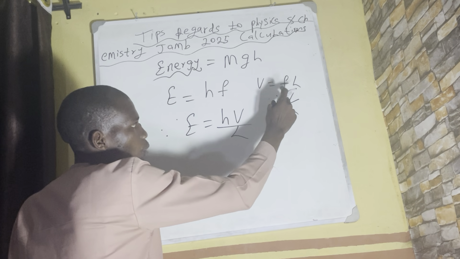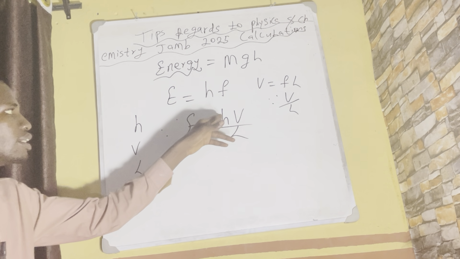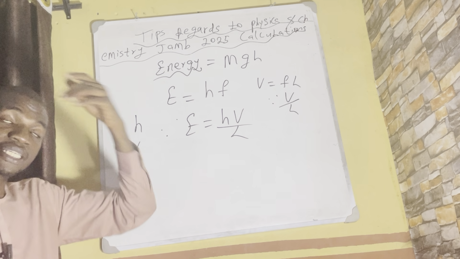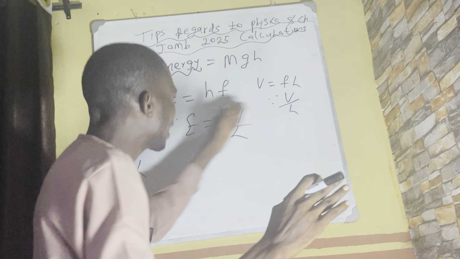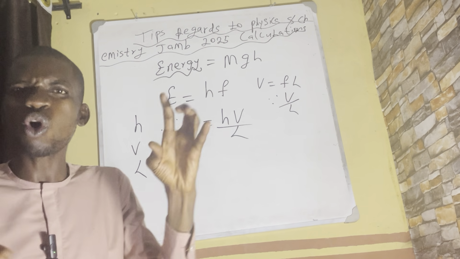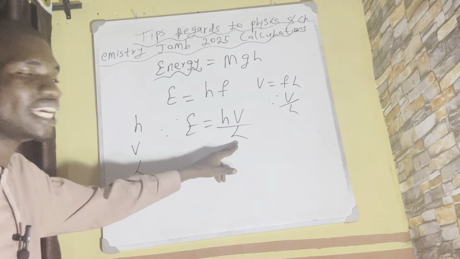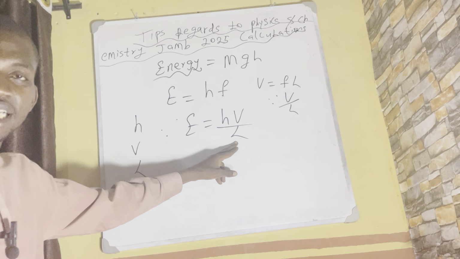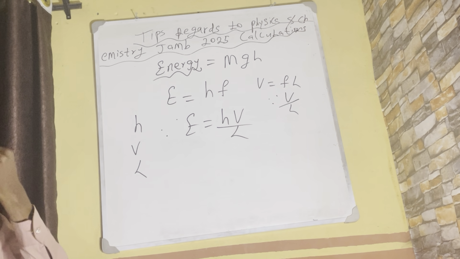Once you forget this formula, remember this one. Energy means multiply everything and divide by lambda. Everything you see, even the constant, multiply them and divide by this. Energy means multiply all the variables, except when you see a distance or lambda or time, you divide. That's for energy.